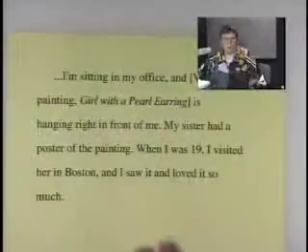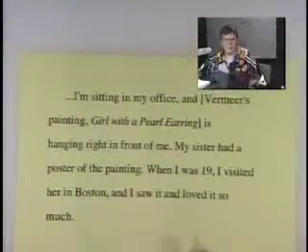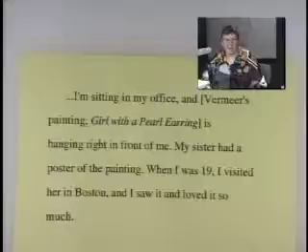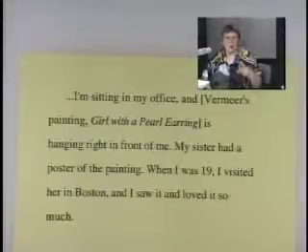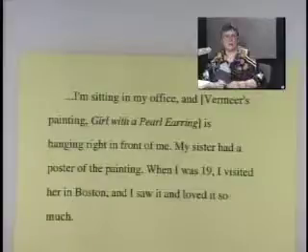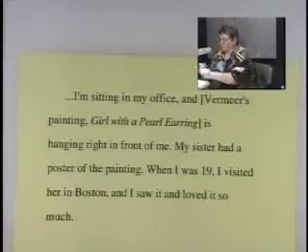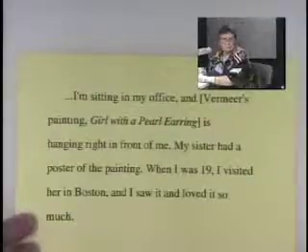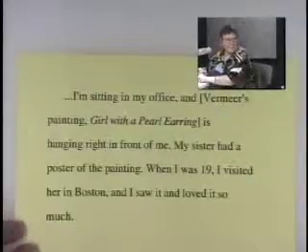I'm sitting in my office and Vermeer's painting Girl with a Pearl Earring is hanging right in front of me. My sister had a poster of the painting. When I was 19, I visited her in Boston and I saw it and loved it so much. What do you see, Pippa? By way of prepositional phrases.